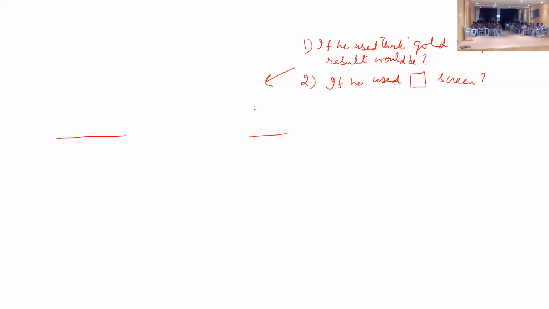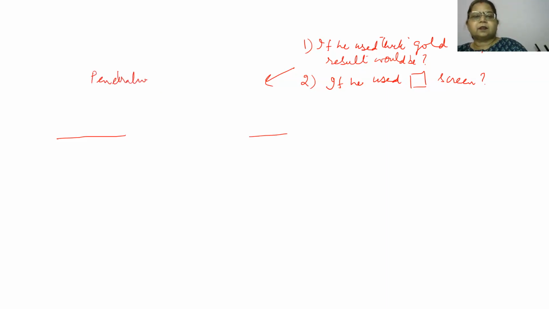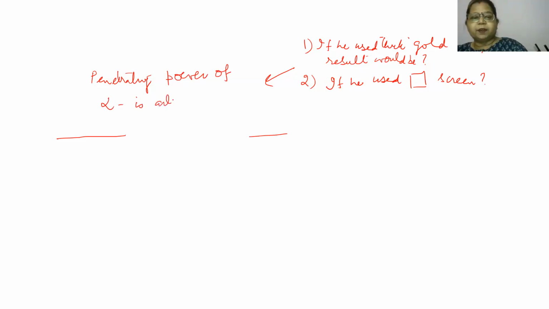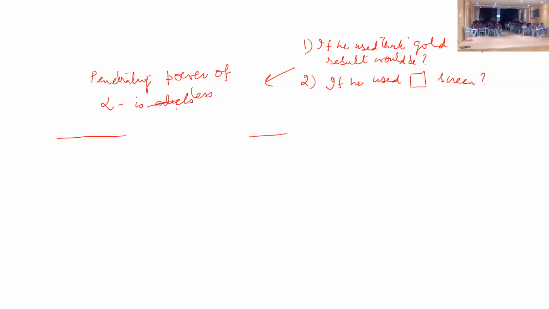100 nanometer. Okay. The penetrating power of alpha particles is less, right? So what would have happened? They would not pass through the thick gold foil.